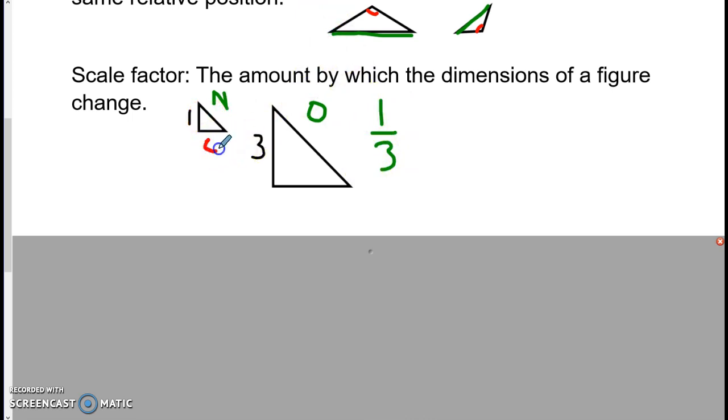If I had the smaller triangle as my original and the larger as my new one, I would have my original in the denominator and my new in the numerator, and it would be a scale factor of 3. So the rule is whenever you are enlarging, starting with an original that's smaller than your new figure, your scale factor is going to be greater than 1. Whenever you are shrinking, so your new figure is smaller than your original, your scale factor is going to be less than 1.